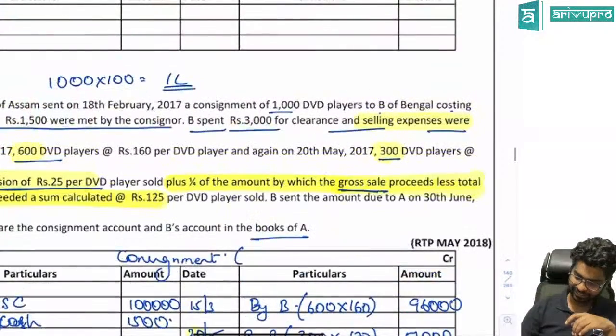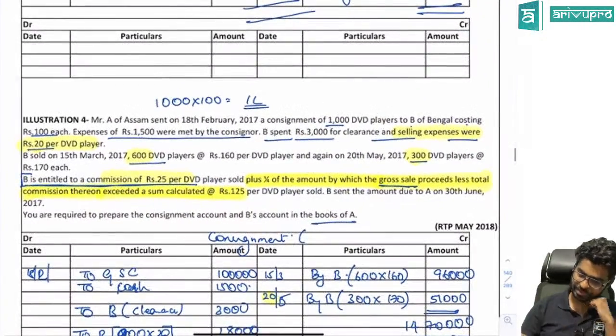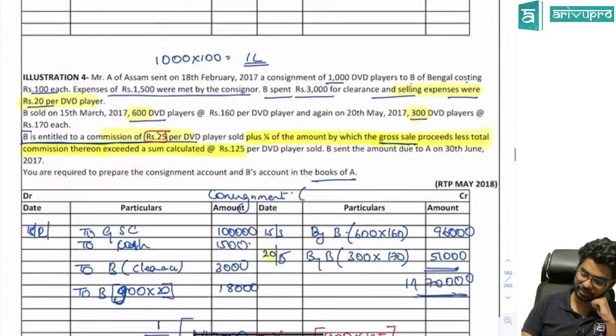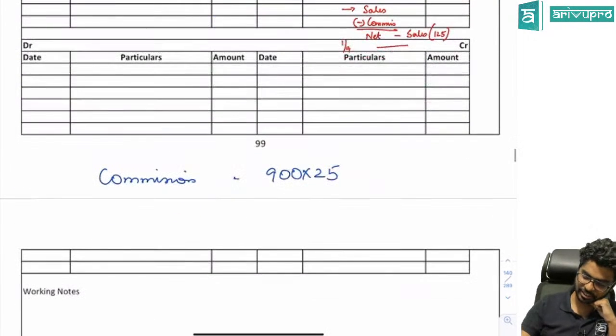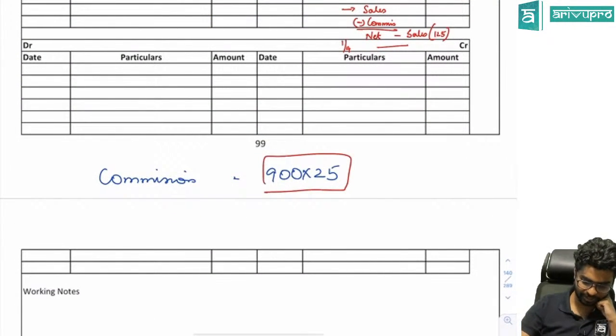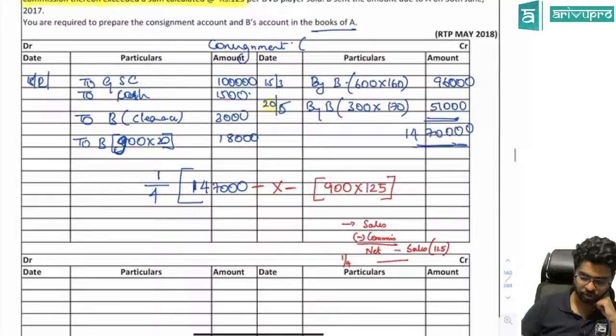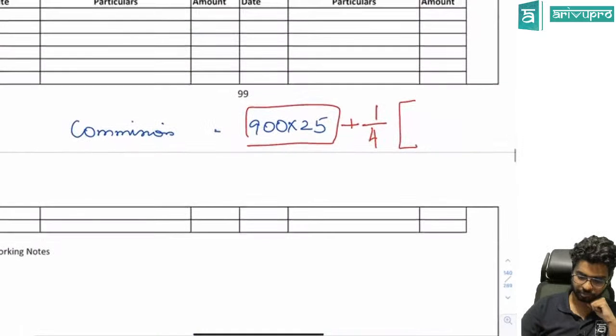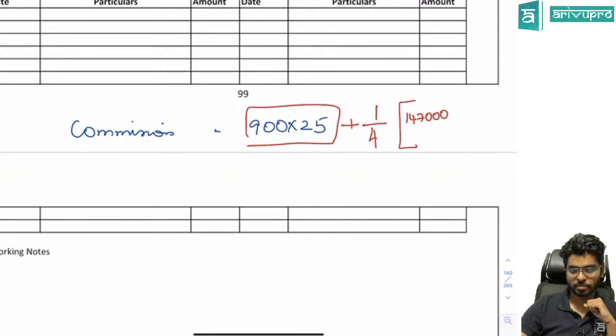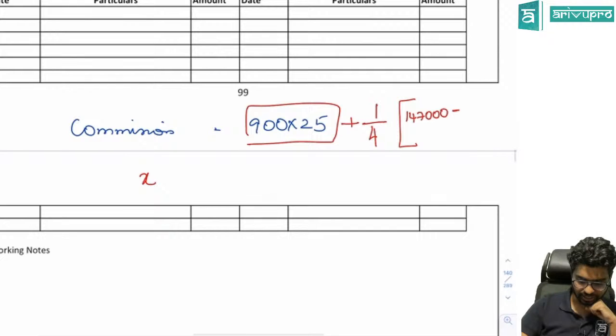Guys, read here. Again, I'm saying B is entitled to a commission of 25 per DVD player. So he is getting a commission of 25 per DVD player plus 1/4 of total sale proceeds. Total sales proceeds is what? 1 lakh, 47,000, minus his commission. Do you know his commission? The answer is no. So I'll put it as X.